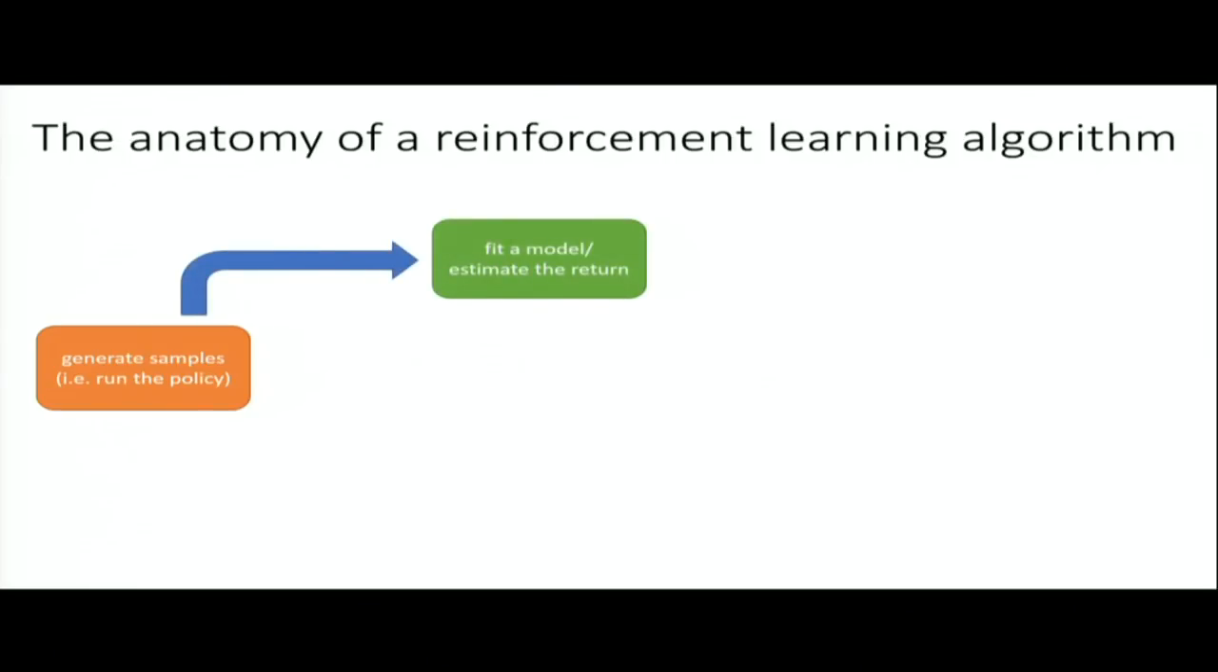Then almost all algorithms that we'll cover in this course, and in general almost all algorithms for RL, will have a stage where they fit a model or estimate a return. This is sometimes referred to as a policy evaluation stage for policy learning algorithms, sometimes referred to as a model fitting stage for model-based RL algorithms, but it's a stage where you're not actually changing your behavior, but you're looking at your samples and trying to figure out what happened, either how good is your policy or how do the physics of the environment work. You're trying to analyze the results in some way.